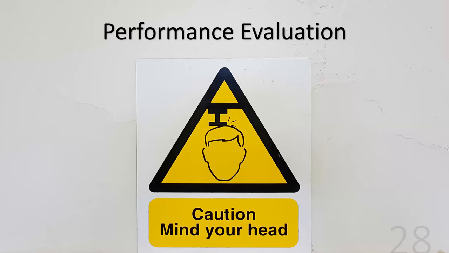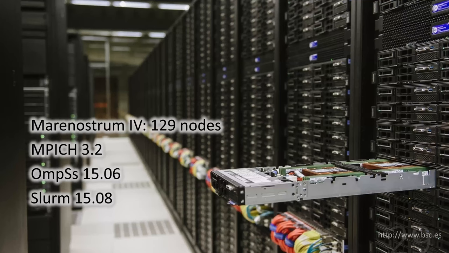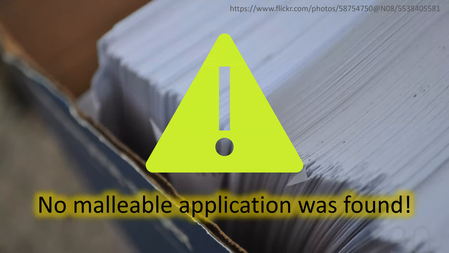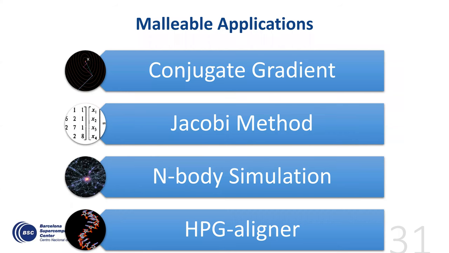Let's analyze the evaluation, the performance of this system. For these experiments, we have used 129 nodes in MareNostrum, but we had a problem: no malleable application was found. Of course, it's not a common thing in our workloads, so we had to develop them. Particularly, we implemented three benchmarks and a bioinformatics tool: the conjugate gradient, the Jacobi method, an N-body simulator, and the HPT aligner, an aligner of RNA sequences.